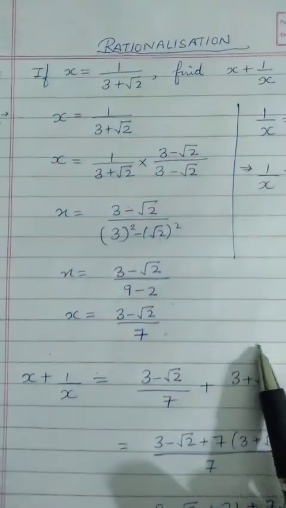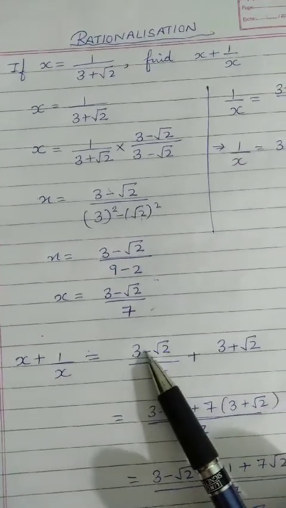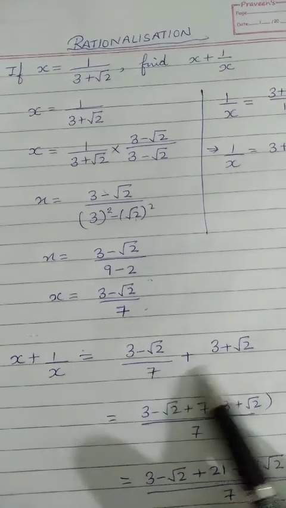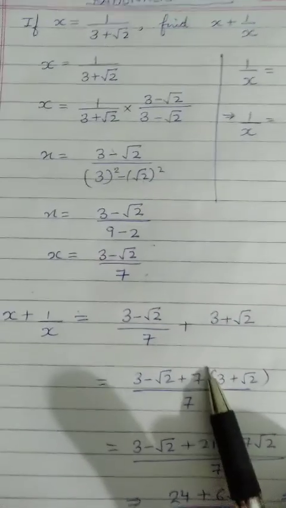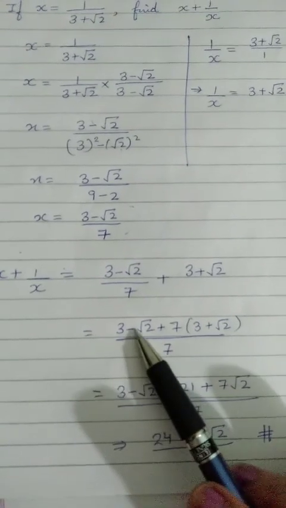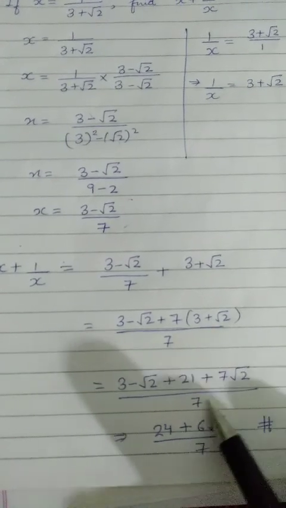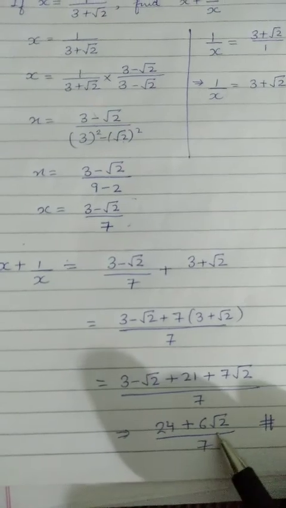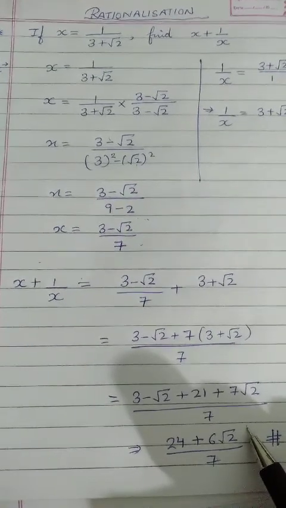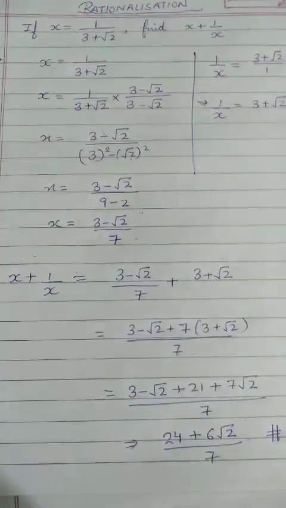Now we'll find the sum of x plus 1 by x. For x we can substitute 3 minus root 2 upon 7, and for 1 by x we'll write 3 plus root 2. Now you have to take the sum of these two. You'll take the LCM, as a simple sum as you used to do for fractions. You get 3 minus root 2 plus 21 plus 7 root 2, which on simplification gives you 24 plus 6 root 2 by 7. So if x is 1 by 3 plus root 2, then the sum of x plus 1 by x is 24 plus 6 root 2 upon 7.